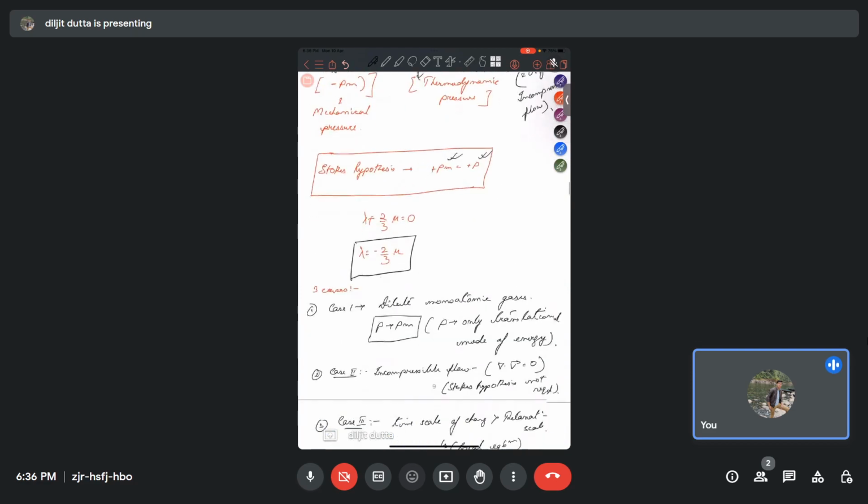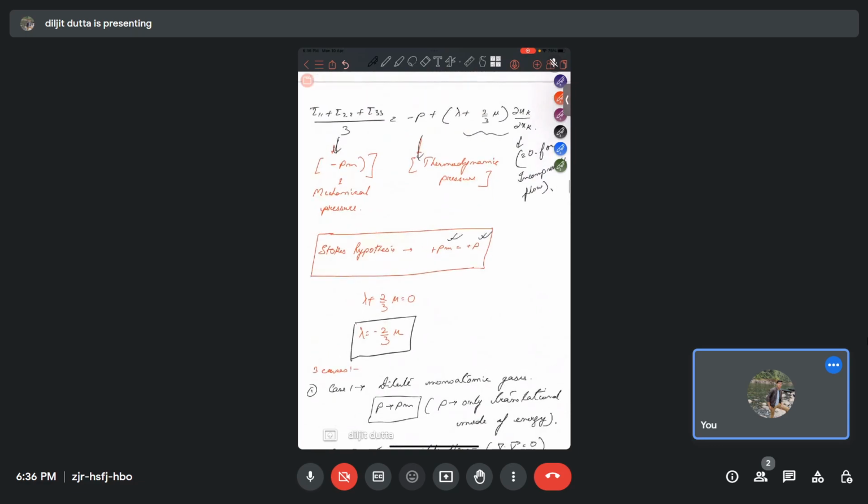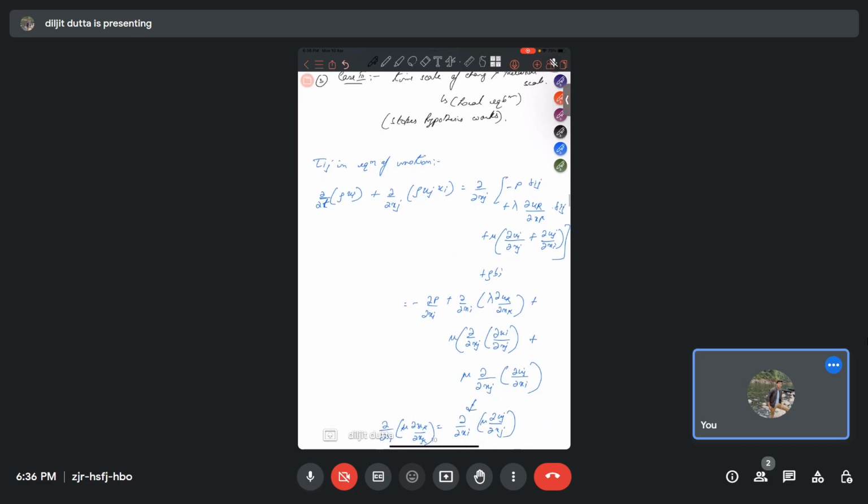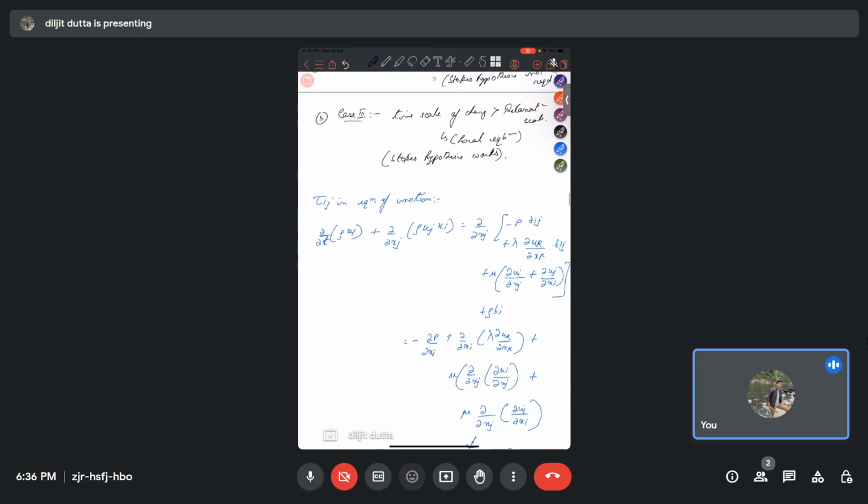So we got the equation for tau ij. We can now substitute it in the main equation, that is the first equation that we wrote. The left hand side will remain intact: del by del t of rho ui plus del by del xj of rho uj ui.